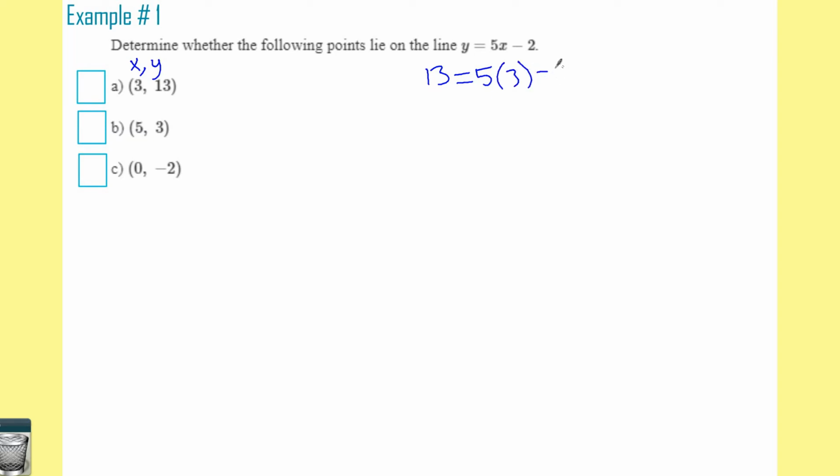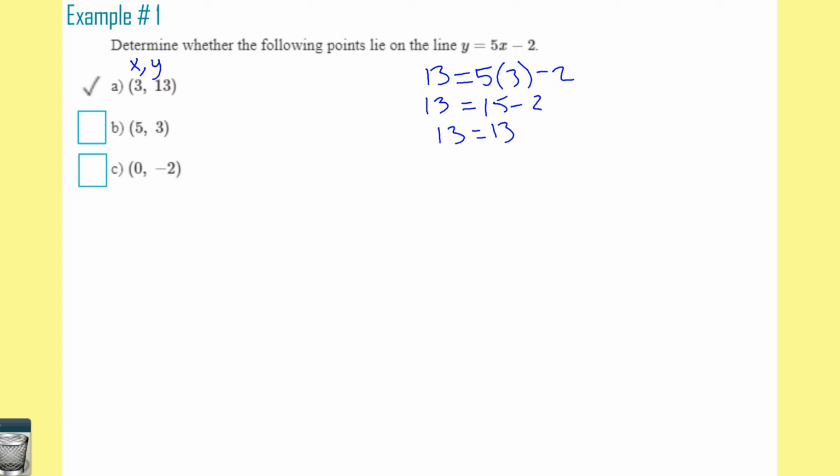Okay, let me fix that. I should get a true statement. Well, is 13 equal to 15 minus 2? Yes. So since that's true, that is on the line. Yes, that one's on the equation.